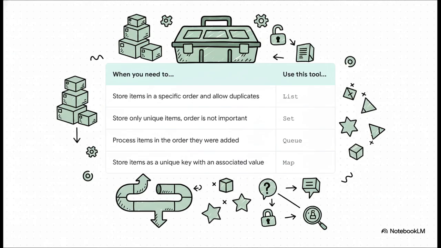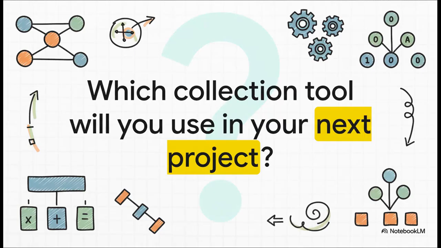So, with all these tools, the big question is, when do you use which one? Well, think of this as your quick cheat sheet. If you need to keep things in a specific order and duplicates are okay, you grab a list. If you need to guarantee that every single item is unique, that's a job for a set. If you need to process things in the order they arrived, you need a queue. And finally, if you need to store things with a unique identifier to look them up later, you want a map.